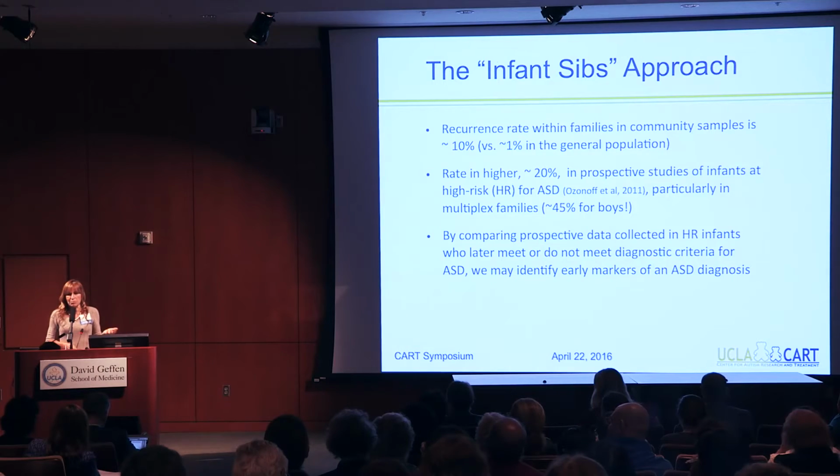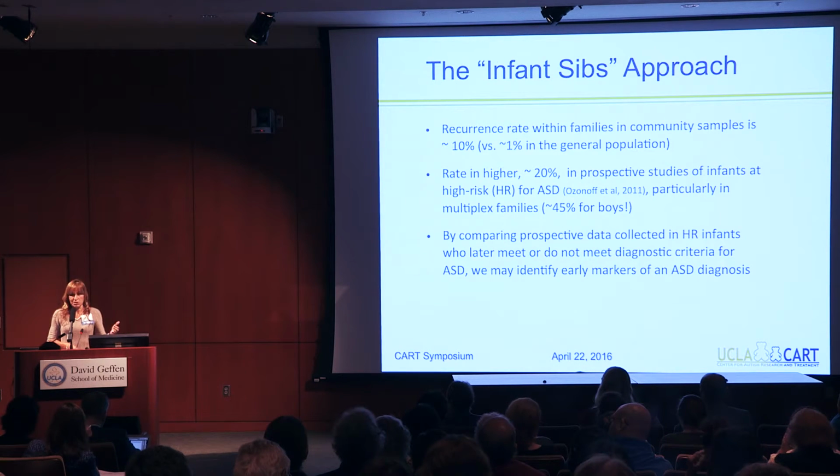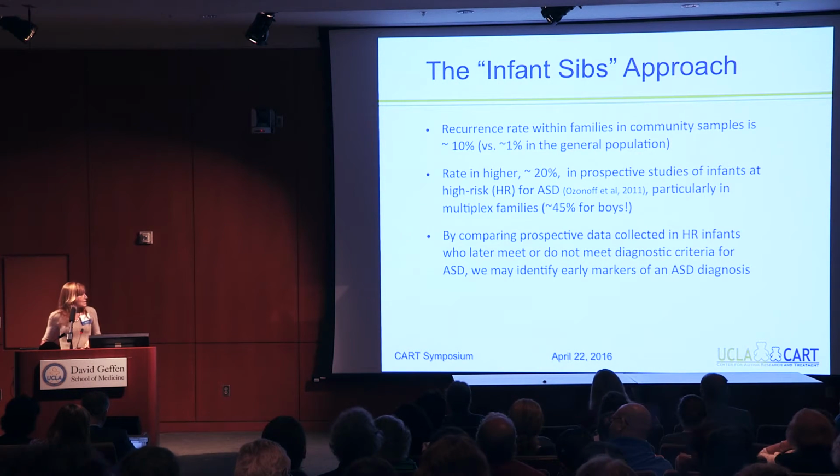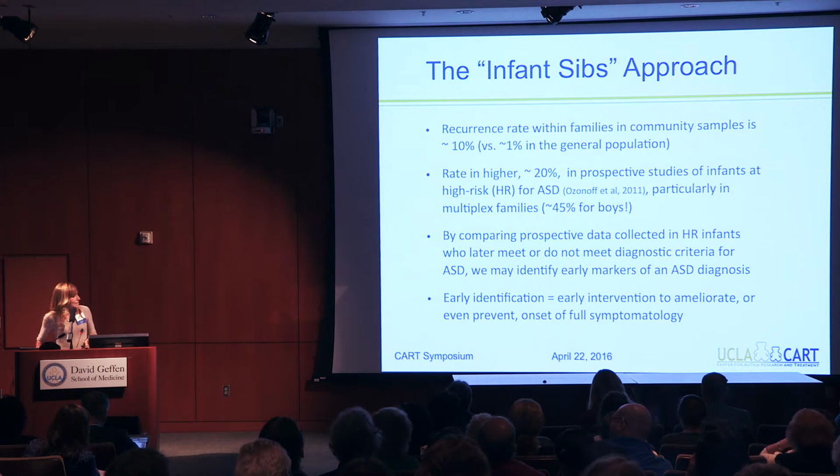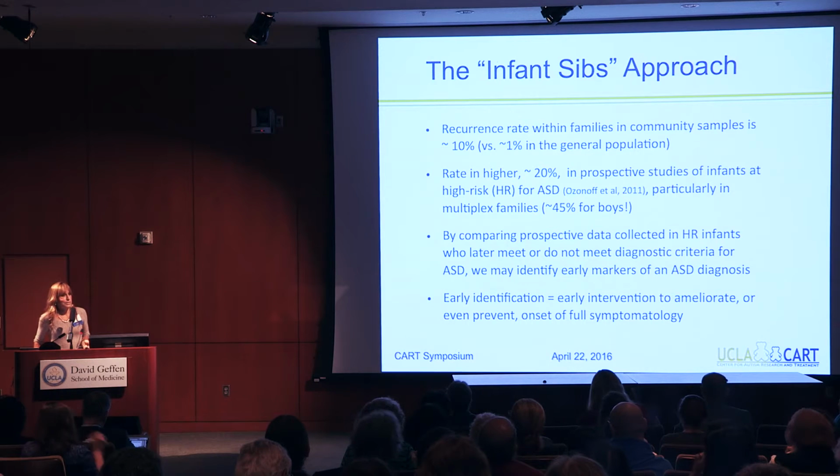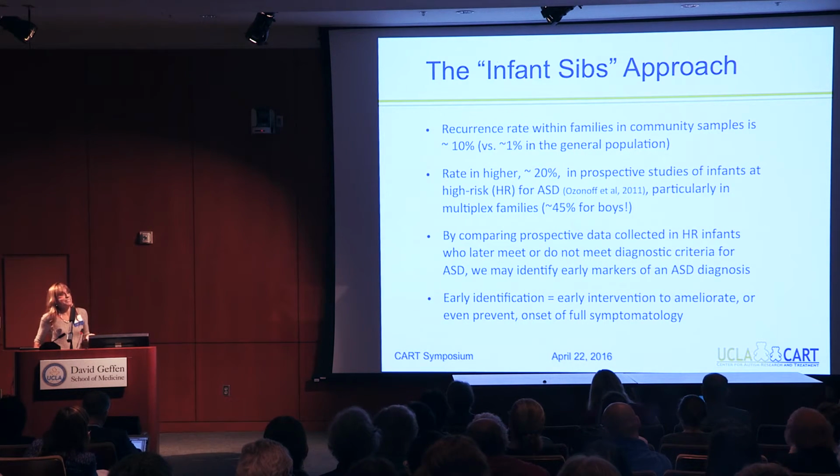Now, of course, at that point, we cannot tell whether those children will develop autism or some other problems, but the notion is that it certainly cannot hurt to intervene to try and steer development onto a more normative trajectory. Okay, so this, I think, should be pretty straightforward, that early identification is directly related to early intervention that can ameliorate, or as the ultimate goal, even prevent the full-blown onset of the symptomatology.